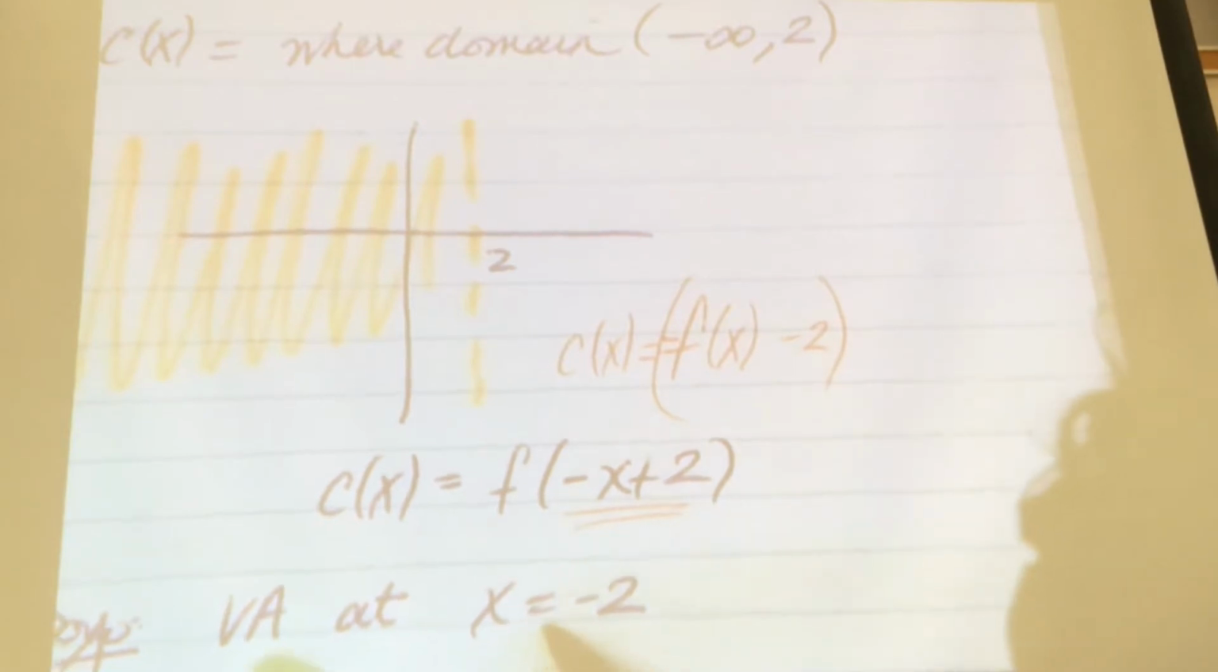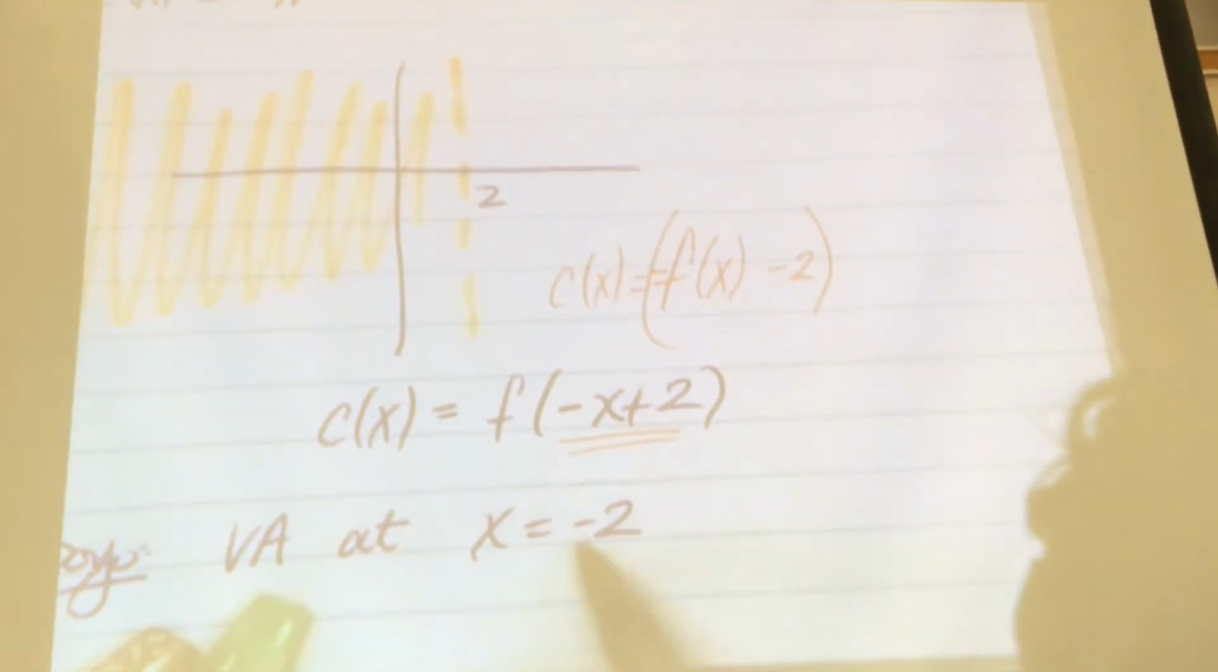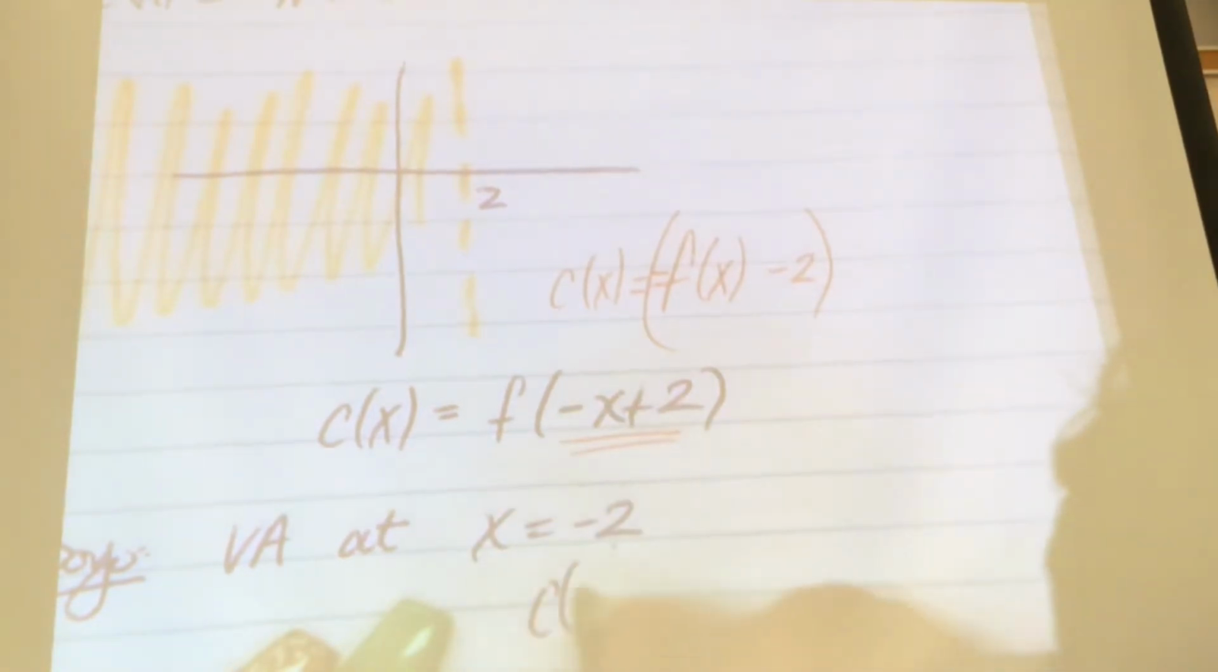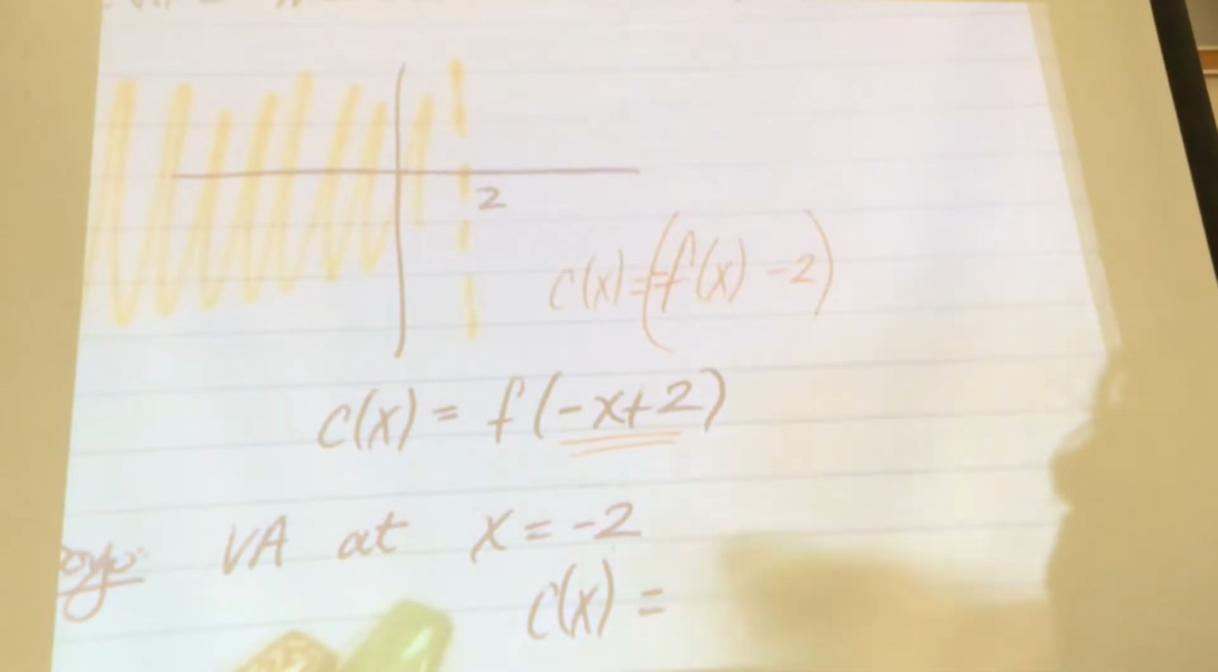Did you guys get this one? If the vertical asymptote is at x equals -2, what do you get? C of x is equal to what? F of? The vertical asymptote has to be -2, so is it going to be x minus 2 or x plus 2? X plus 2.